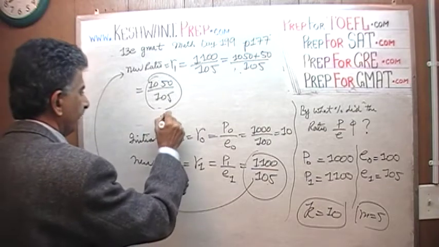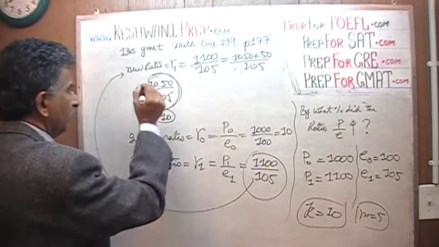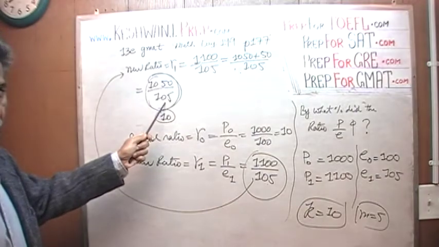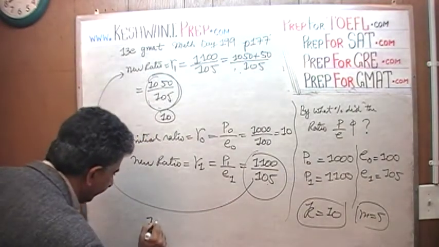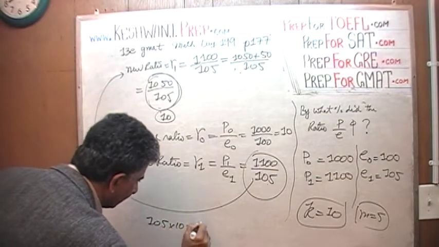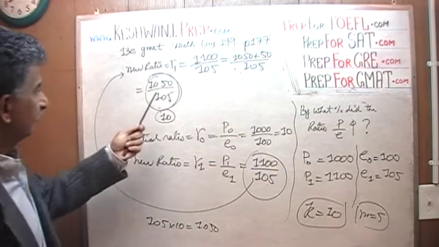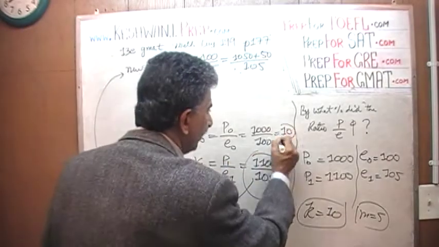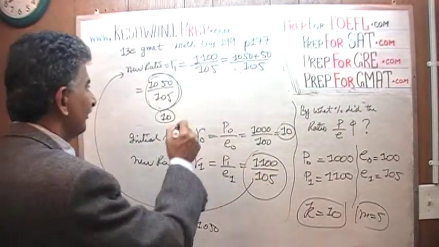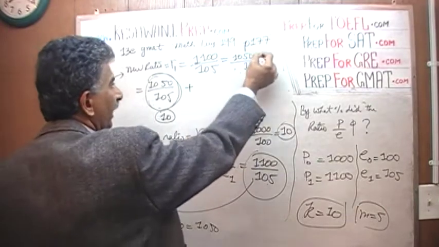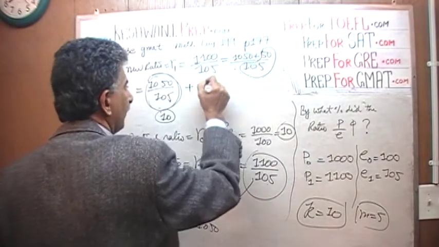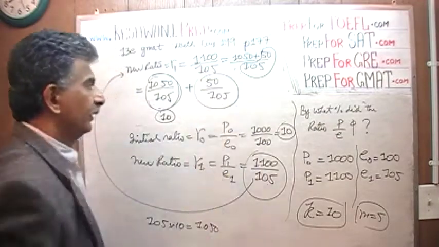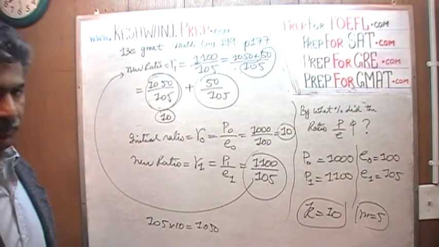This amount, 1,050 on the top, is 10 times 105. If you have 105 times 10, it's 1,050. So this equals 10, which is what we started out with. The initial ratio was 10 right here, which means the change is this part. The change is 50 over 105. Voila! That is the change, 50 over 105.